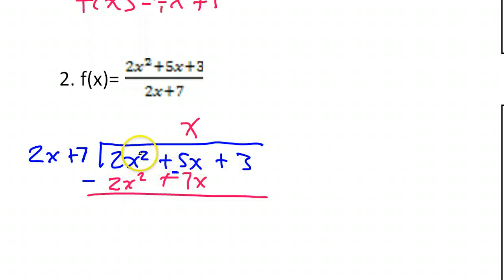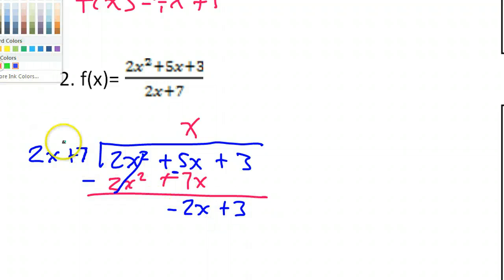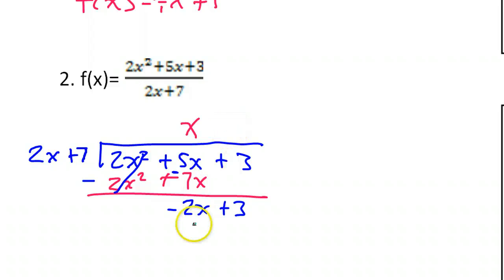Okay, these cancel out, and these make negative 2x. And I bring down the 3. And I start over. 2x times what makes negative 2x? That's going to be negative 1. I take that negative 1 and I distribute.